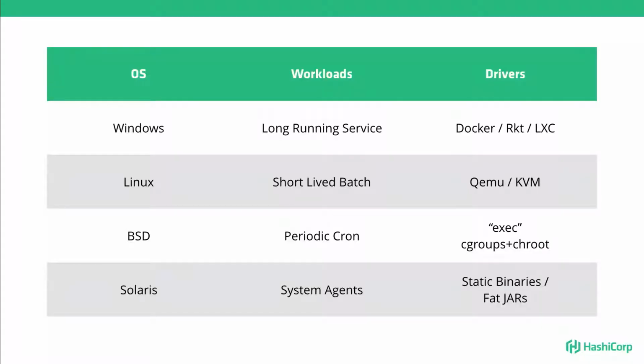The last kind of workload is system agents. So these are things where we want to run it everywhere in the fleet. So a Datadog agent or a logging agent or telemetry, things like that, where we want it fleet-wide. So all of these workloads are considered first class to Nomad.